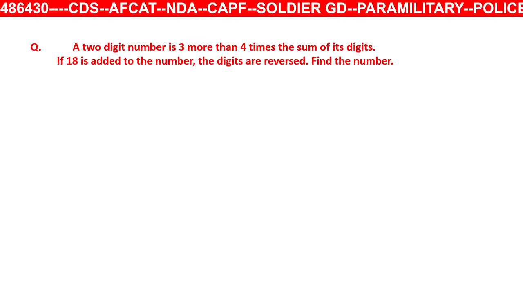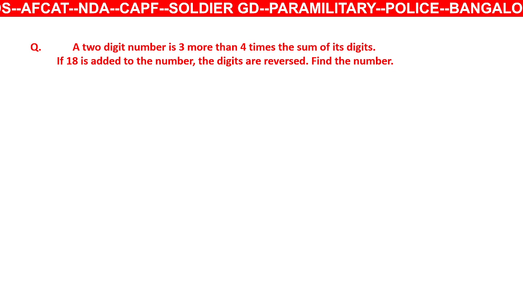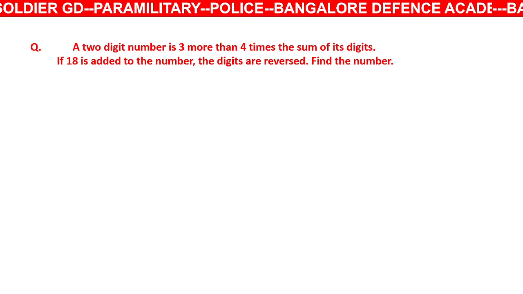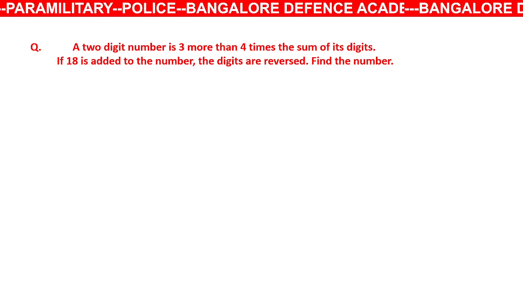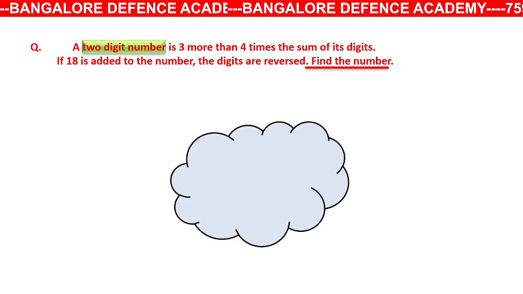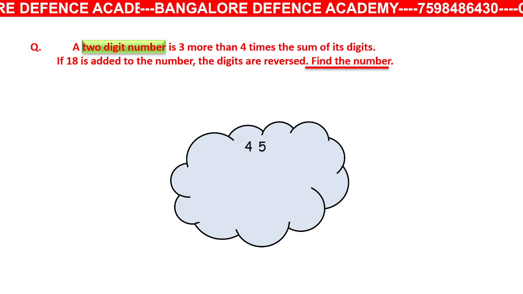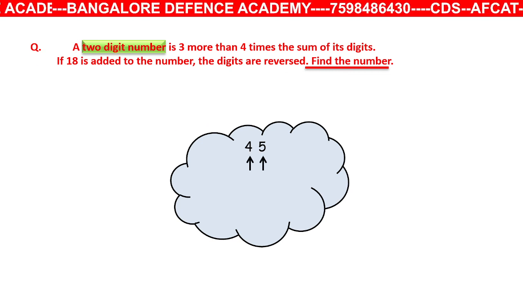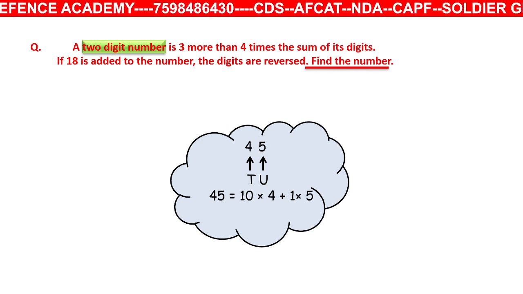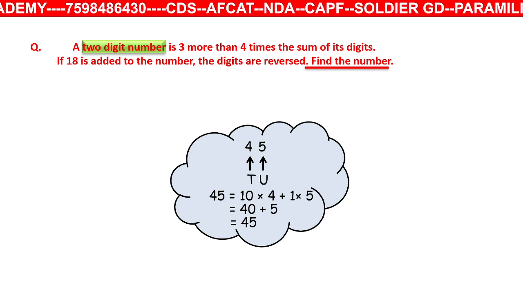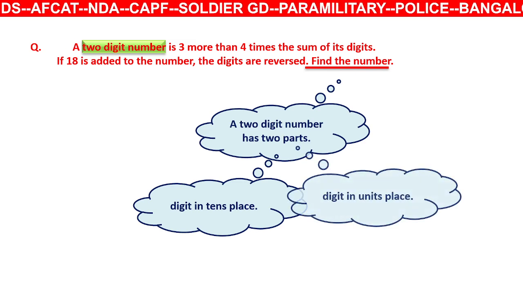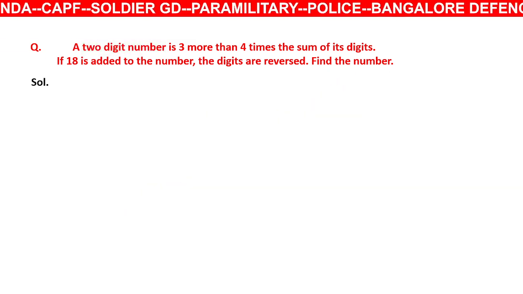A 2-digit number is 3 more than 4 times the sum of its digits. If 18 is added to the number, then the digits are reversed. Find the number. So now you have to find the number. Let us try to do it now. This is 45, a 2-digit number. Imagine 4 and 5. This is tens and units place. So the number can be written as 10 into 4 plus 1 into 5, that is 40 plus 5, that is 45. So in the same way, the 2-digit number has 2 parts, the digit in tens place and the digit in units place.